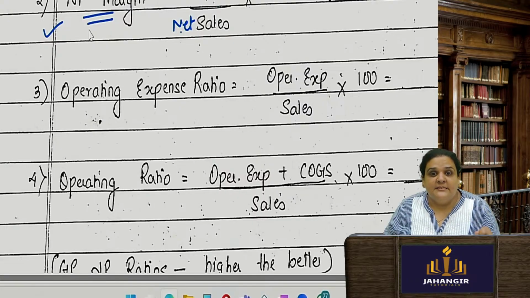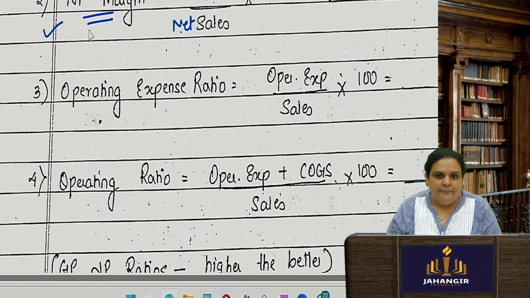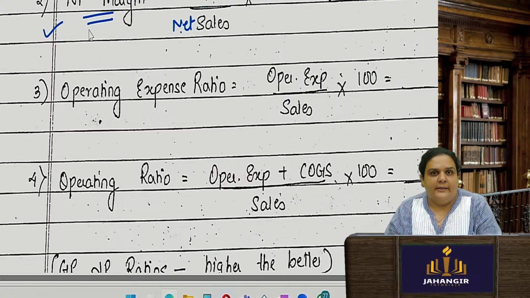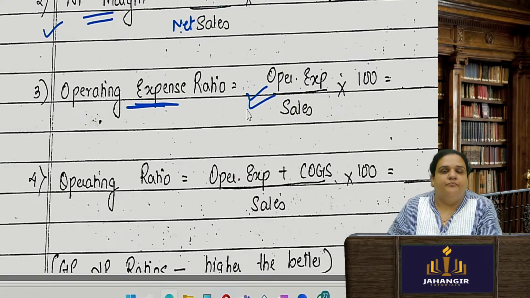Operating expenses ratio, again the same thing: all your operating expenses which you need in your day to day, yearly operations, related to your sales. Not any other kind of non-operating expenses, only those which are related to your operations. Divide that by sales. That is the operating expense ratio.